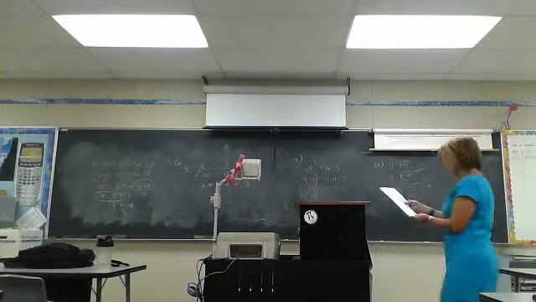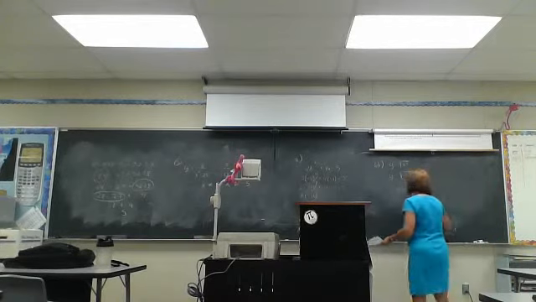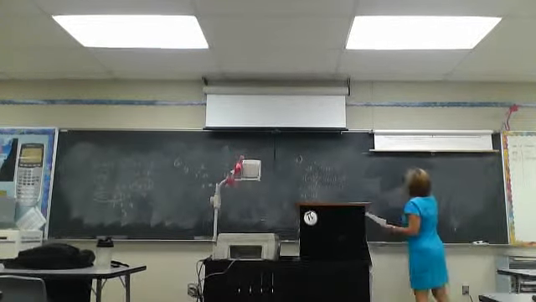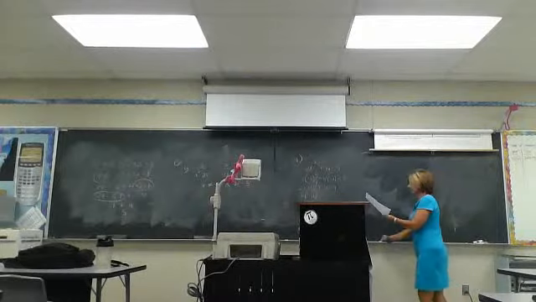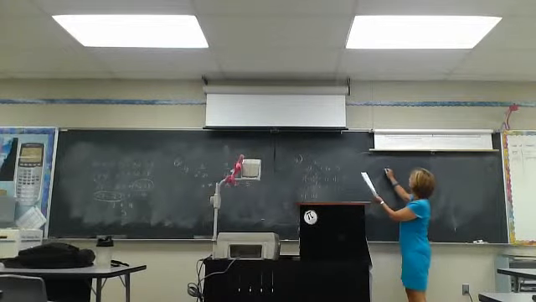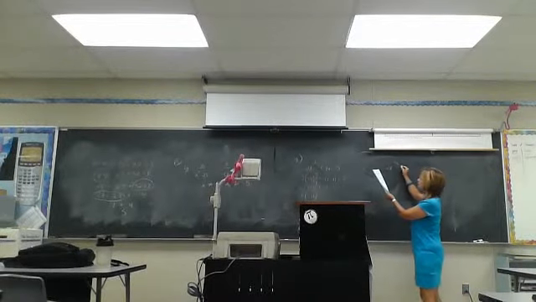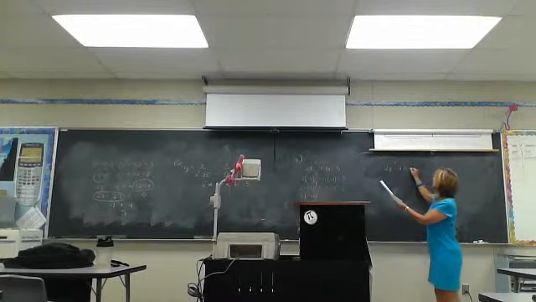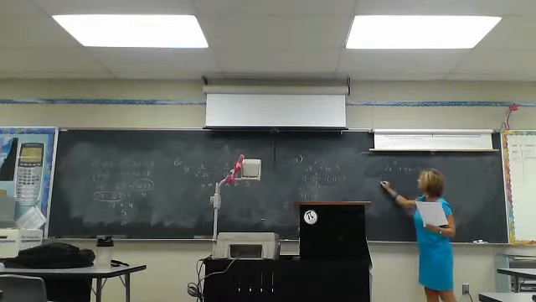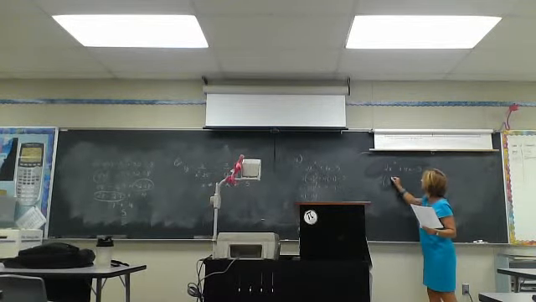It sounds like we better do 7c too. 7c. Got the same problem again. 2x squared plus 4x minus 5. What are we going to use for x? A half.